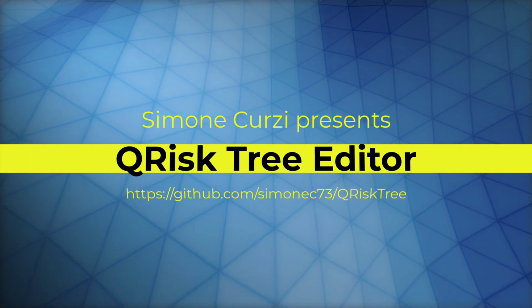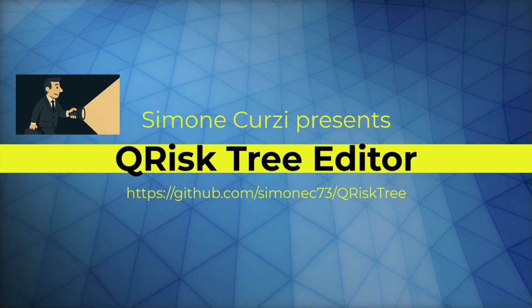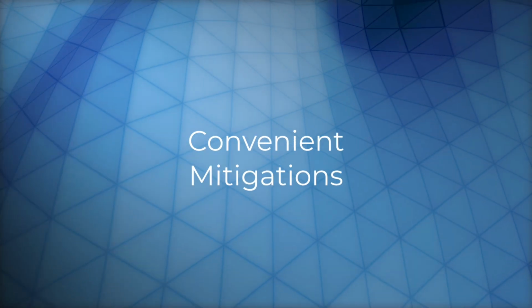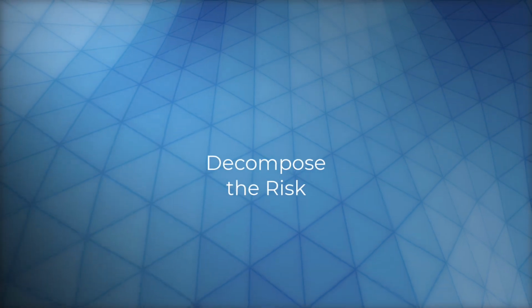Welcome to QRiskTree Editor. This tool is the main user interface for a library called QRiskTree, which implements a process to decompose risk and evaluate possible mitigations to determine if they are convenient or not. Let's consider, for example, a potential risk, like the exfiltration of sensitive data from some database. We can decompose the risk in its main components.